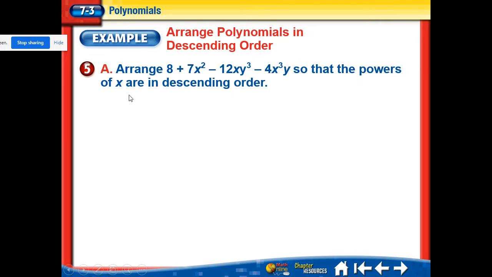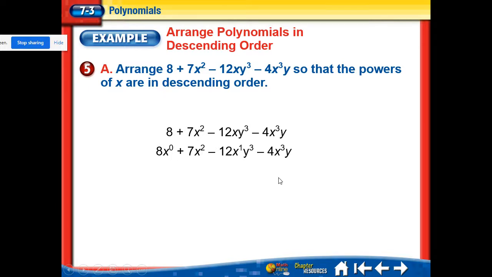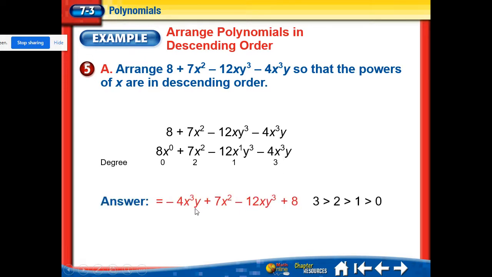Now, they want it so that the x's are in descending order. So they basically are telling me to ignore the y's. We have some y's here, and they would normally go into our degree. But they're saying for this problem, because of the way that this is written, just do the x's. So this is x to the 0, x to the second, x to the first, and x to the third. So which one comes first? The one with the 3. So the negative 4x cubed has got to go first. So negative 4x cubed y. Then the 7x squared, then the negative 12, and then the 8x.